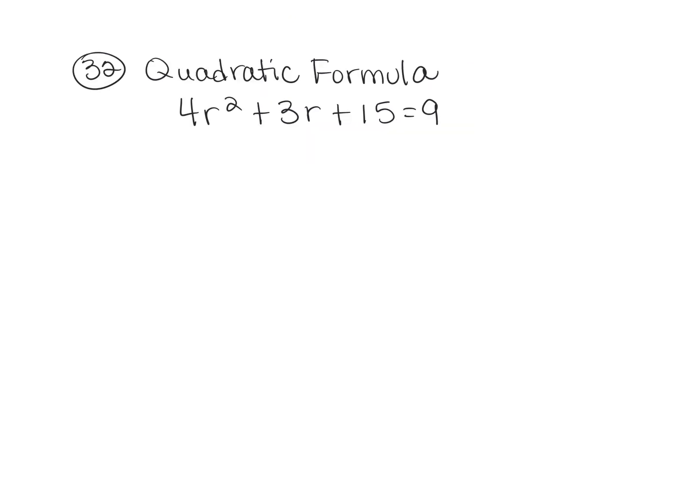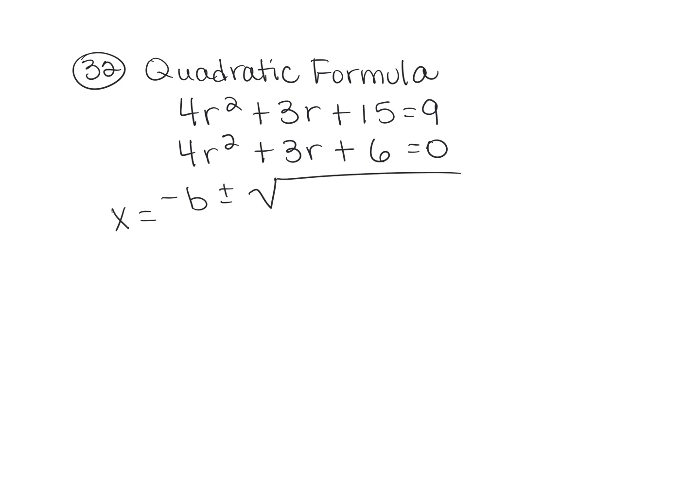32, we are told to use the quadratic formula. The first thing I have to do is make sure that everything is on one side. So if I subtract 15 minus 9, I end up with 6, and that's equal to 0. So the quadratic formula is x is equal to negative b plus or minus square root b squared minus 4ac, and I'm dividing that by 2a. So this is my a, this is my b, and this is my c.